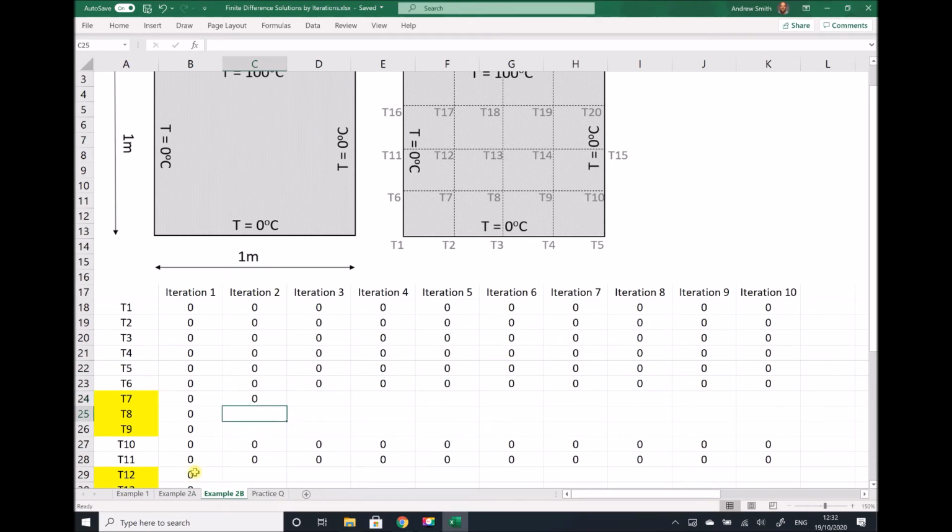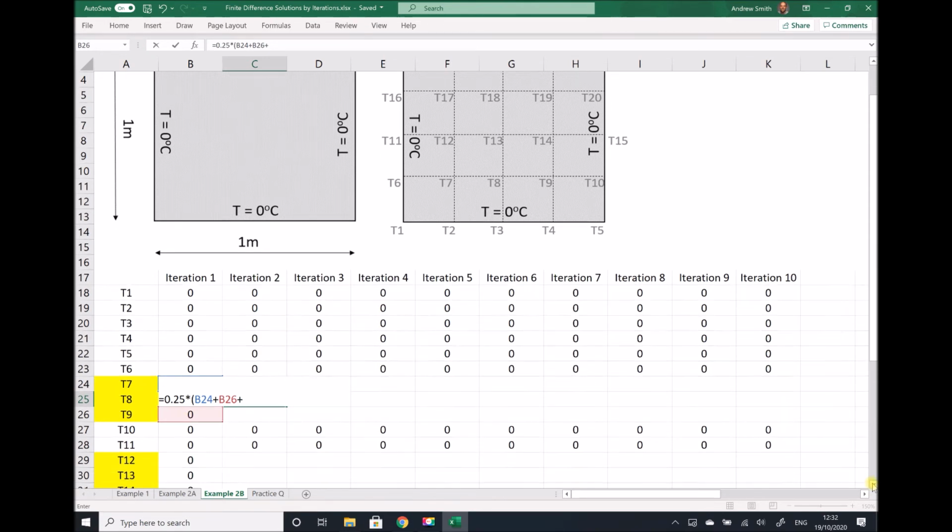Let's repeat for T8. T8 has T3 as a neighbour, which has a temperature of 0, so we're going to leave that one out. But it also neighbours T7, so we need to click on T7. It neighbours T9, so we need to click on the cell reference for T9. And that's the temperature at our first iteration. And then T13 for T8. So we click on that cell.